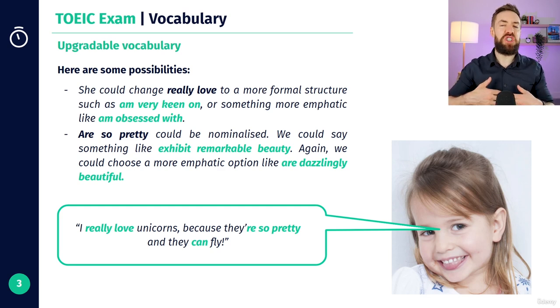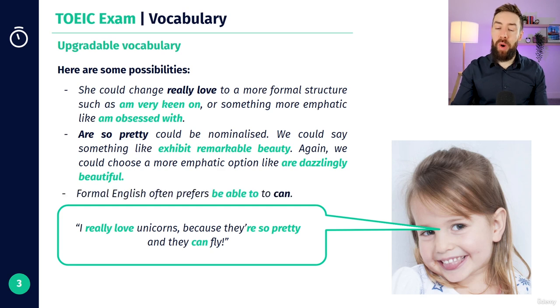Exhibit means to show or to have. And beauty is like the noun of beautiful. Remarkable means like, oh, amazing. Again, we could choose a more emphatic option to give it more feeling, like they are dazzlingly beautiful. So dazzling is like, oh, you almost can't look because they're so beautiful.